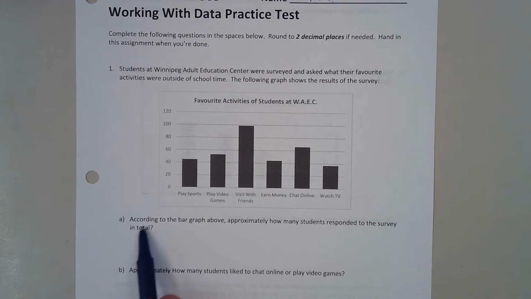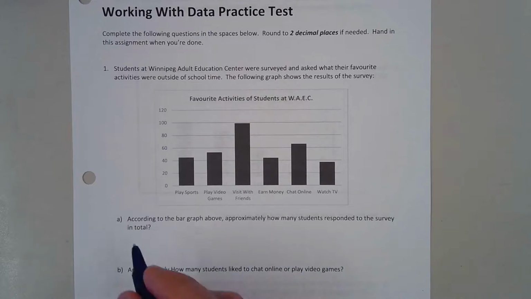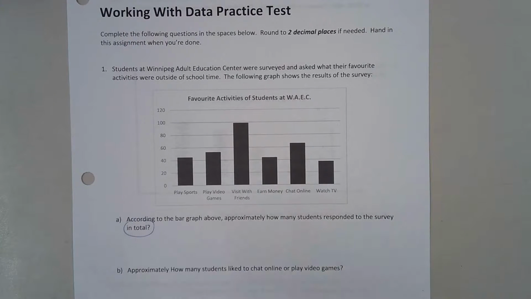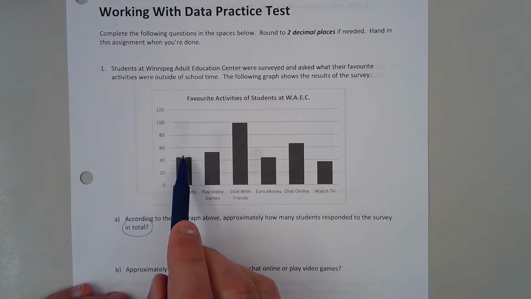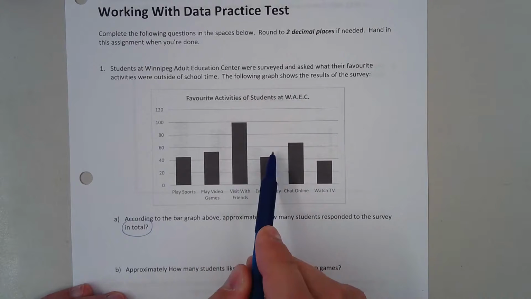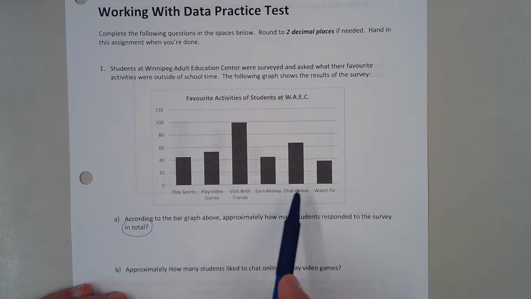So as soon as you see total, what does that usually mean you have to do? Yeah, you need to add a bunch of numbers. To get a total, you have to add a bunch of numbers, right? So I'm going to need to add how many there were for each of these things.